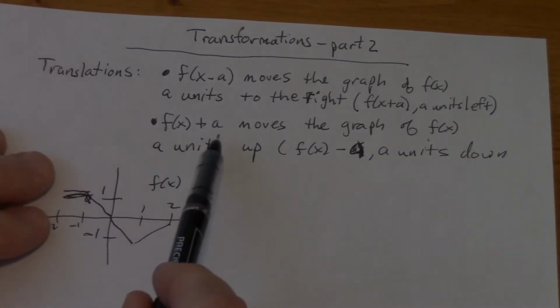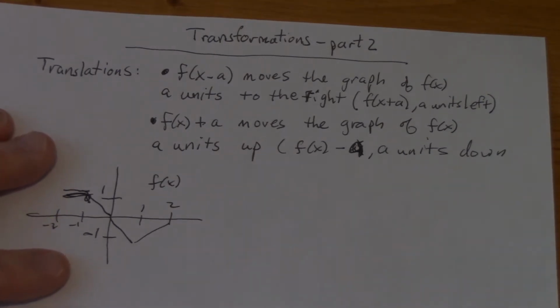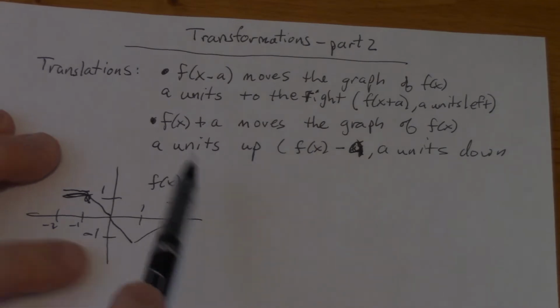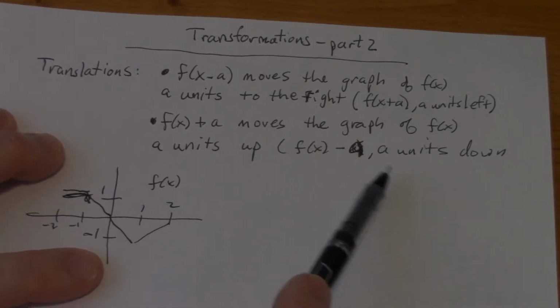And then f of x plus a, that's on the outside, so it does exactly what it looks like. F of x plus a moves the graph of f of x a units up, and then f of x minus a on the outside would move it a units down.